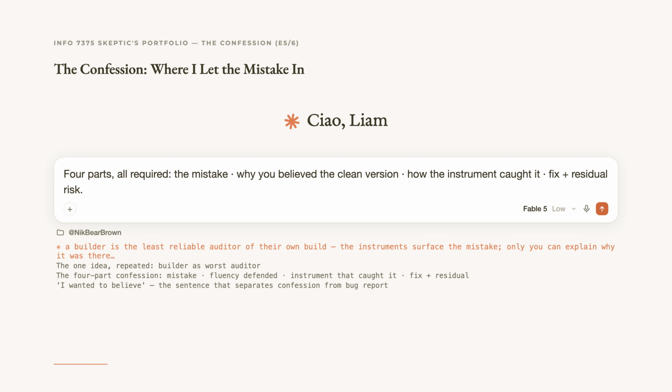A bug report names what went wrong. A confession names why you wanted to believe the version that did not contain the mistake. That sentence, the one that starts "I wanted to believe," is the irreducibly human part of this assignment. The instruments can surface the mistake, only you can explain why it was there.